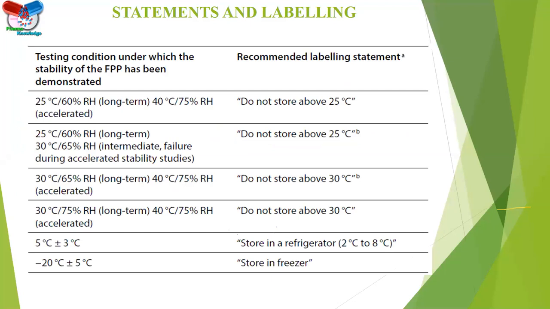So there is a recommendation from the guidelines that if the stability study 25/60, 40/75 are escalated, the recommended labeling statement is do not store above 25 degrees centigrade. Long term 25 degrees centigrade or intermediate 30/65: do not store above 25 degrees centigrade. 30/65, 40/75: do not store above 30 degrees centigrade. 30/75, 40/75: do not store above 30 degrees centigrade. 5 degrees centigrade: store in refrigerator. -20: store in freezer.